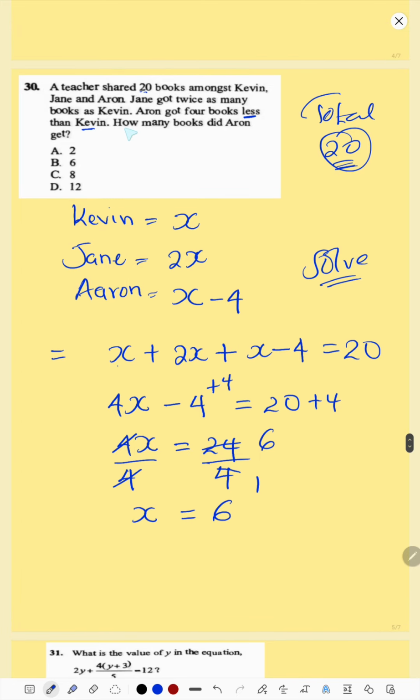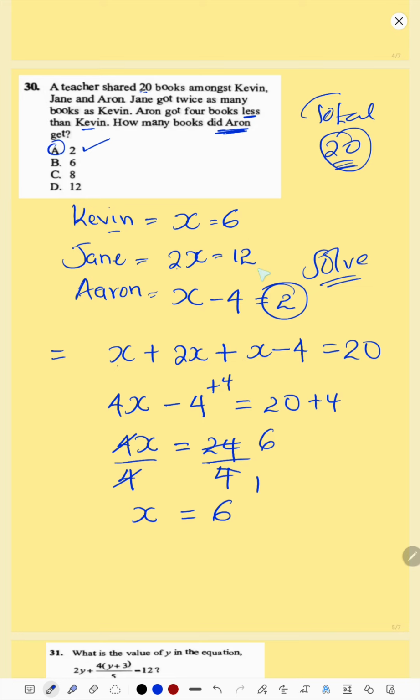Now the question is, how many books did Adam get? X was the number of books Kevin got. Remember, so Kevin will have 6. 2X will be 2 times 6 for Jane, so that will be 12. Adam got X minus 4, so that is 6 minus 4, which is 2. So Adam got 2 books. So the correct answer is A.